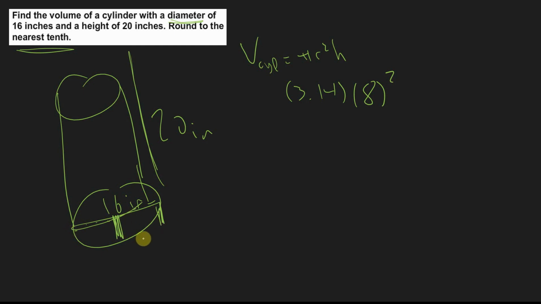The whole thing is 16. Half of 16 is 8. And remember, if you don't remember how to do that, it's literally just dividing by 2, right? So 16 divided by 2 is how I get the 8. And then over here, the height is 20. So, nice, easy, simple problem.